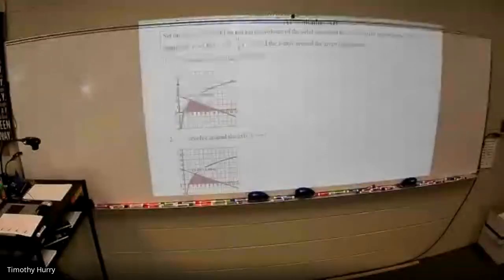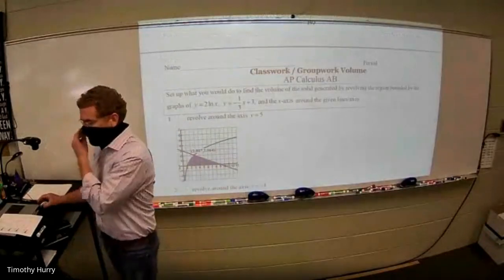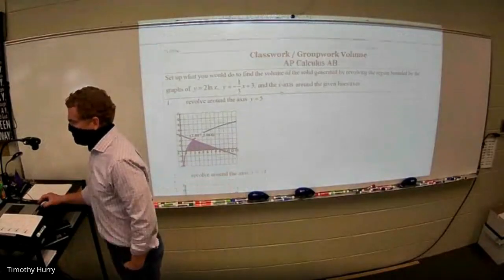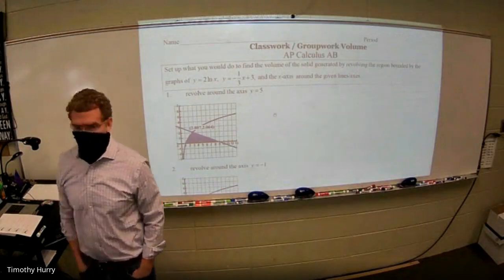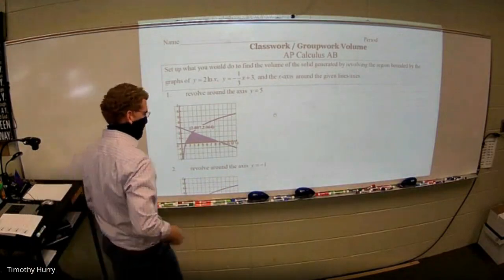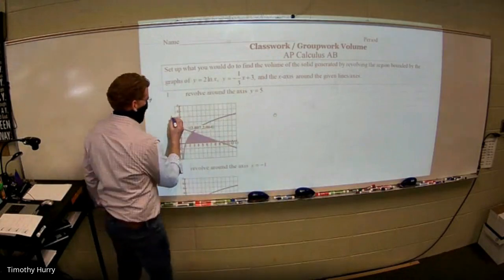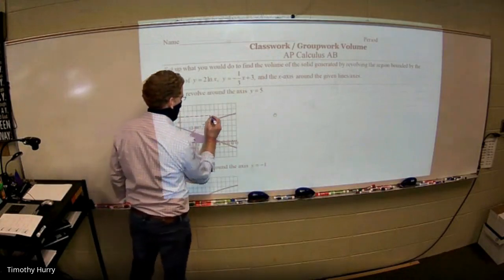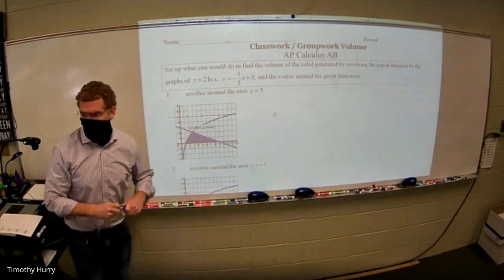All right, so classwork, group work, page 193, I think it is. And we're trying this thing. So help me out. If I was revolving this around the axis y equals 5, which is right here, I'm revolving around y equals 5. What are we going to do here?